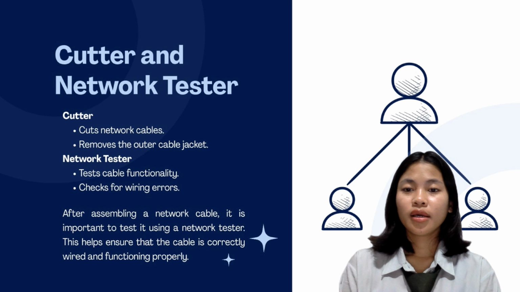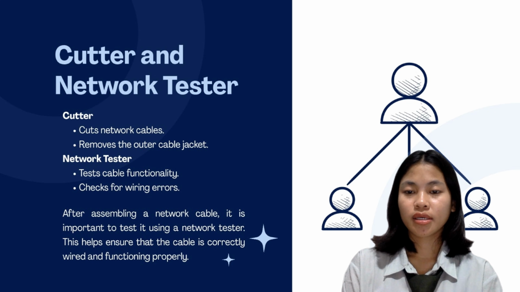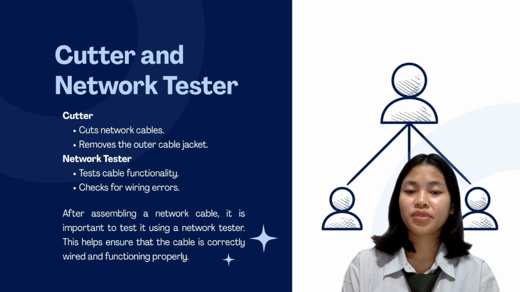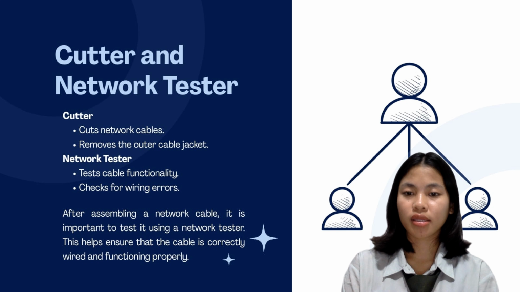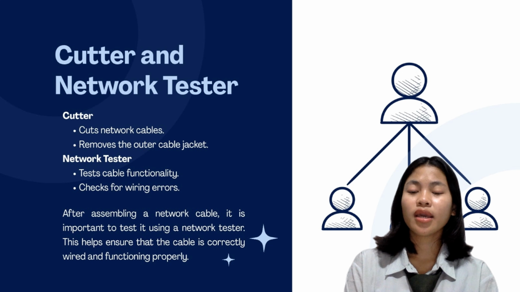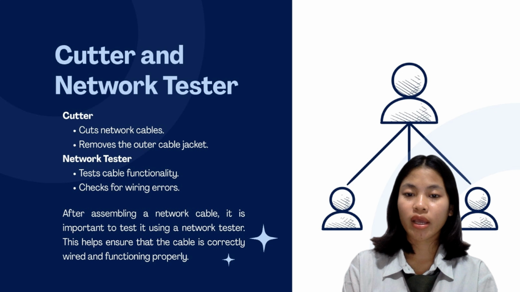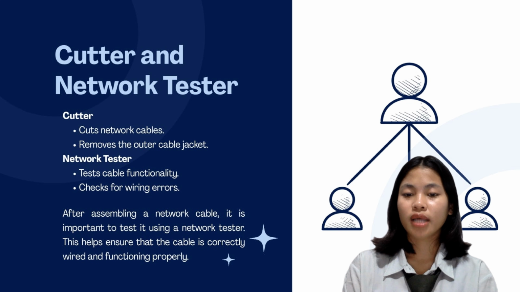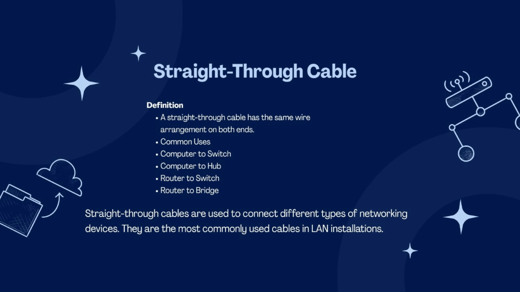Next, cutter and network tester. The cutter cuts network cable and removes the outer cable sheath. The network tester tests cable functionality and checks for wiring errors. After assembling a network cable, it is important to test it using a network tester. This helps ensure that the cable is correctly wired and functioning properly.